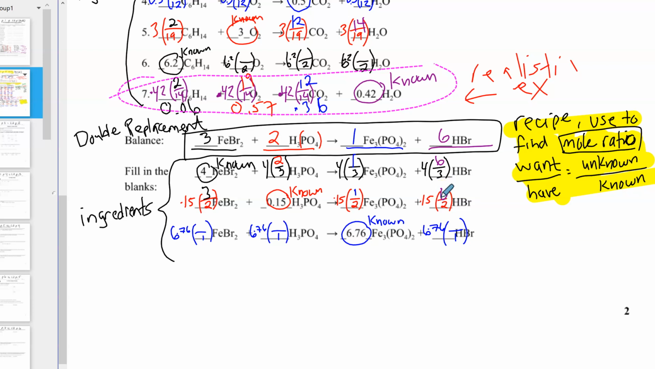Okay, well, let's look at the next problem. I still got the purple ink out. Well, that's going to be a 6 right there, too. So the known this time is the iron(II) phosphate, the 6.76 times the coefficients, the ratios here, 6 to 1. Over here, my ratio is going to be 2 over 1. And over here, my ratio is going to be 3 over 1.